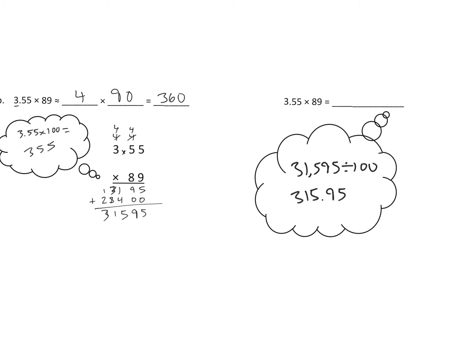Now, when I look at that, that's in the 300s. My estimated product is in the 300s. This is a much, much better answer. Reasonable. I can tell just by looking at my estimation. Both of these factors got rounded up, so my estimation is going to be just a little bit higher than my actual answer. But 315 is way closer to 360 than 31,595. So that gives me the answer 315 and 95 hundredths.